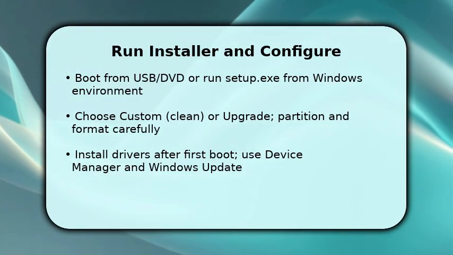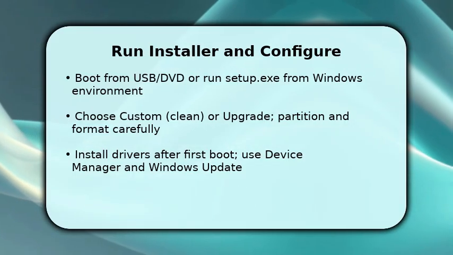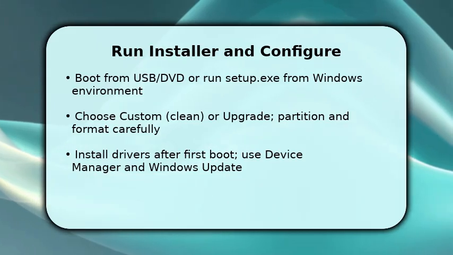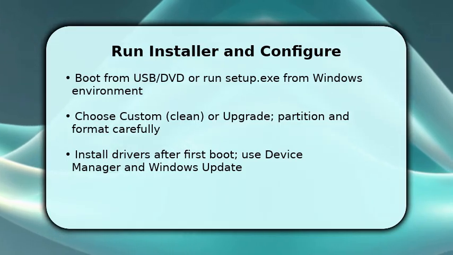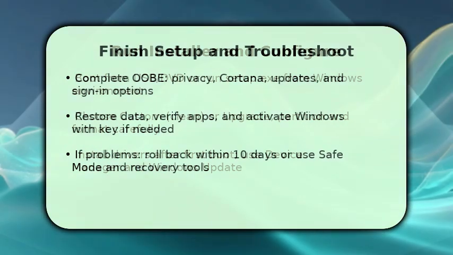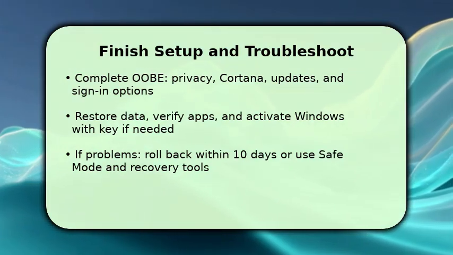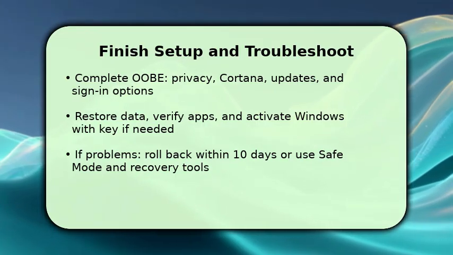Once files copy and Windows restarts, sign in with a local account or Microsoft account and let Windows Update fetch drivers. Make sure to install chipset, graphics, and network drivers to stabilize performance and connectivity. You finish the out-of-box experience by setting privacy options, choosing sign-in methods, and allowing updates to install.